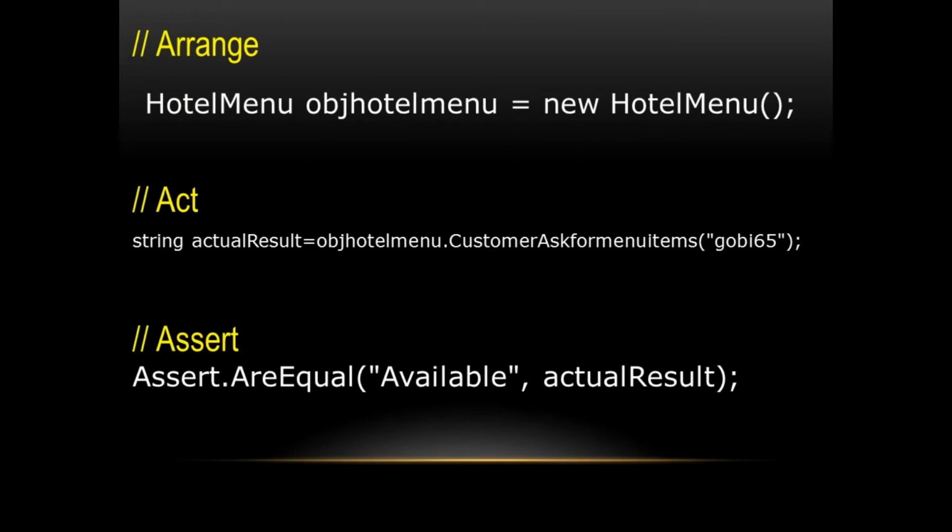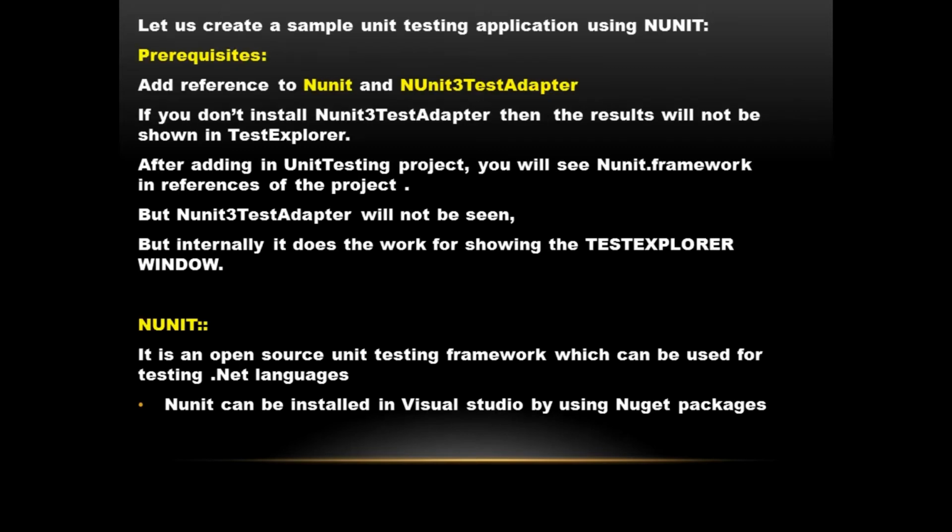So you can see this code so that you can clearly understand. What I have done is I have instantiated the hotel menu object in the arrange and called the action, customer ask for menu items, in the act, and verify whether the actual is equal to expected in the assert.